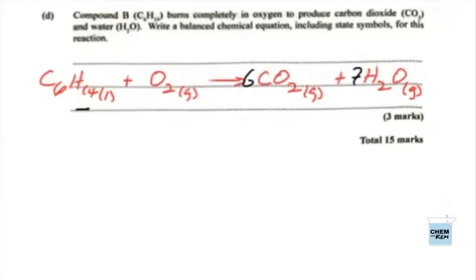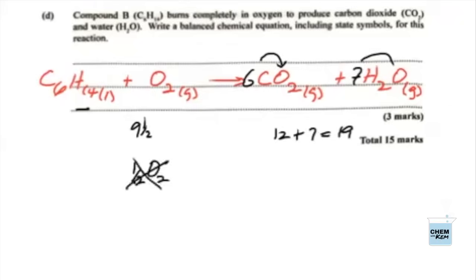So we now would move on to the oxygen. On the right side, we have 6 times 2 is 12 from the carbon dioxide, that's 12 oxygen there, plus 7 here from the water. 12 plus 7 is equal to 19. So over on the left-hand side for oxygen, it's diatomic, so we would put 9.5. But we cannot have half a molecule of oxygen. So instead of putting 9.5, we double that number.